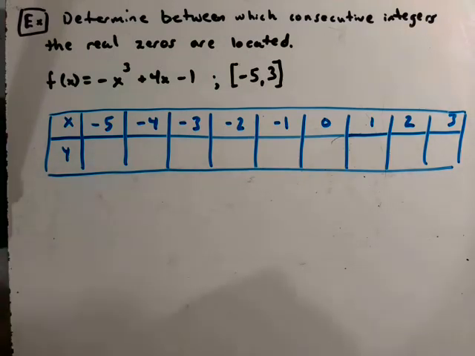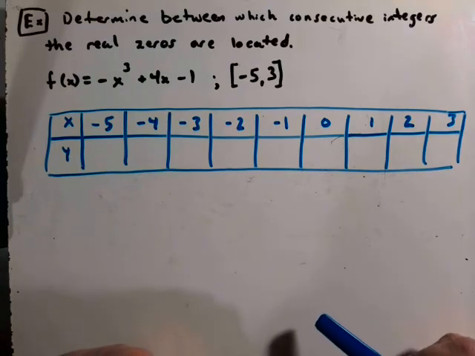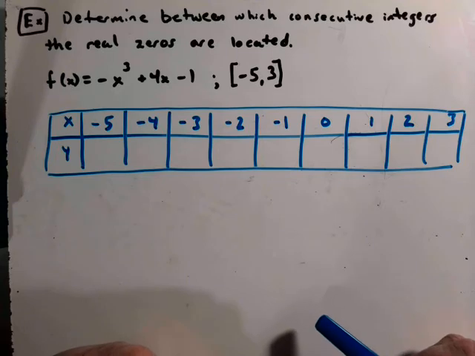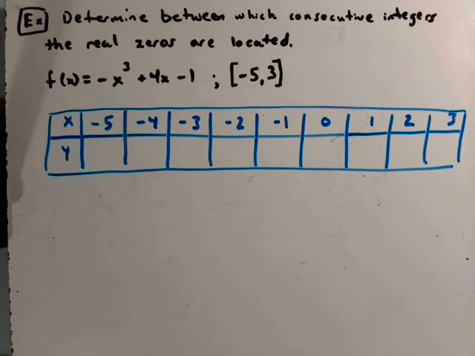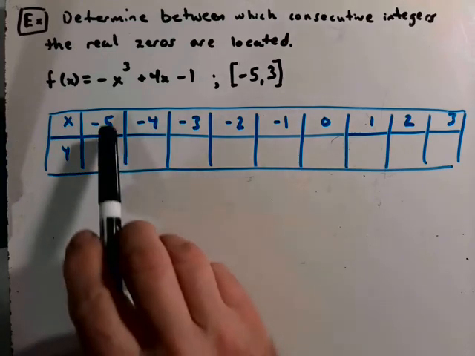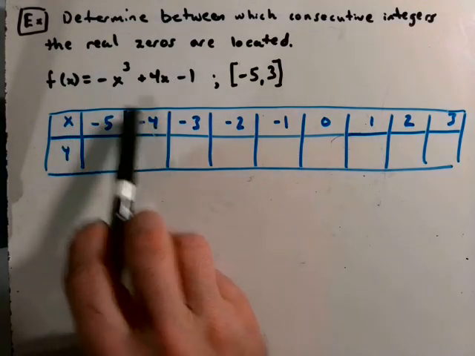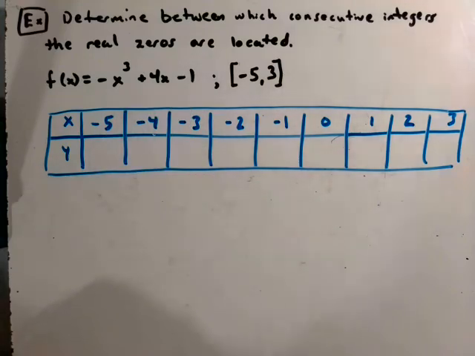And what they want us to do is determine between which of these the real zeros are located. So for instance, if there happens to be a real zero or an x-intercept between 1 and 2, we want to list that out. So how do you determine whether or not you have a real zero between a couple of integer values? Well, we want to know what the y-coordinates look like at those values. So we're going to take -5 and plug it in, take -4, plug it in, take -3, plug it in, and come up with all of those different y-coordinates.